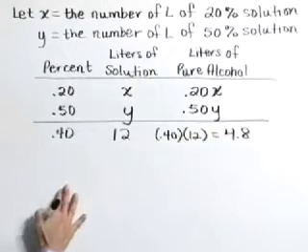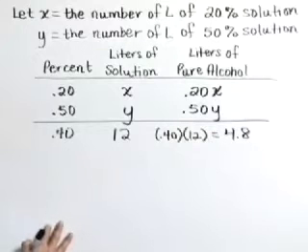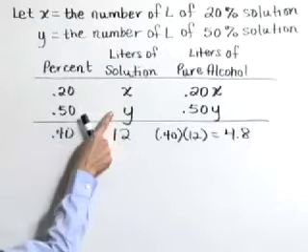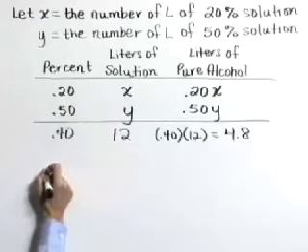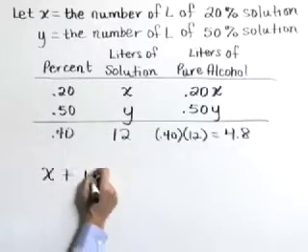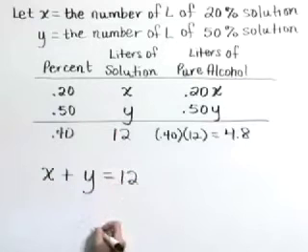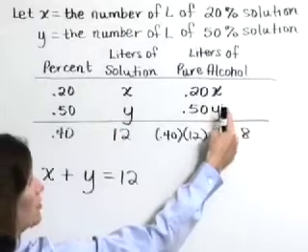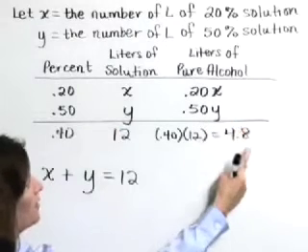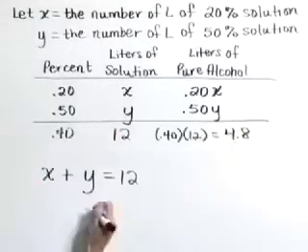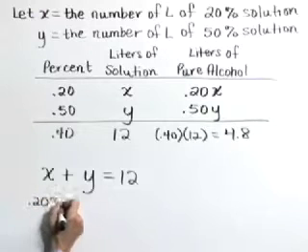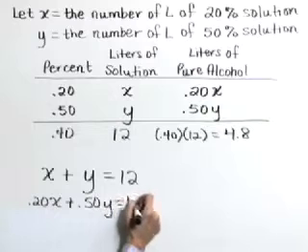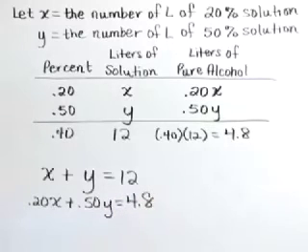Now we're ready to write our system of equations as step 3. I'm going to start right here. The sum of these two amounts, x plus y, is equal to 12. Also, the sum of the amounts of pure alcohol in each of our containers should equal the amount of pure alcohol in the mixture. And so 0.20x plus 0.50y is equal to 4.8.